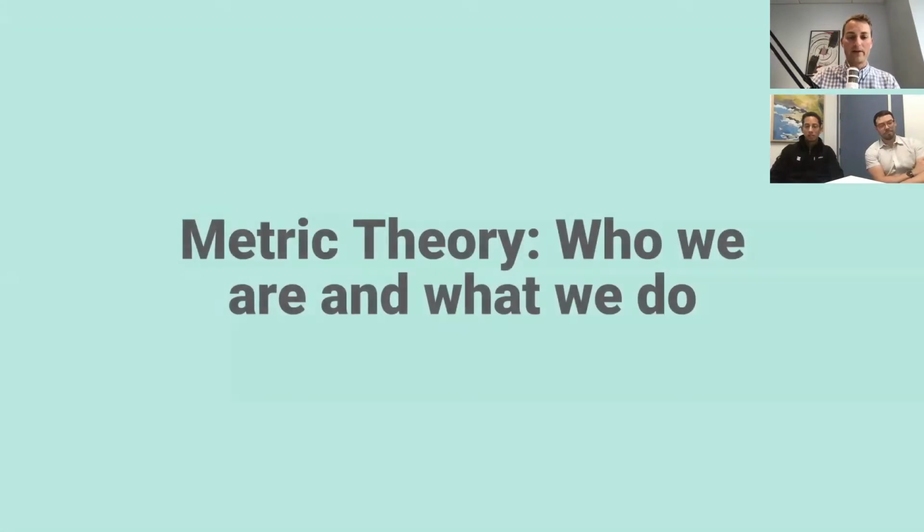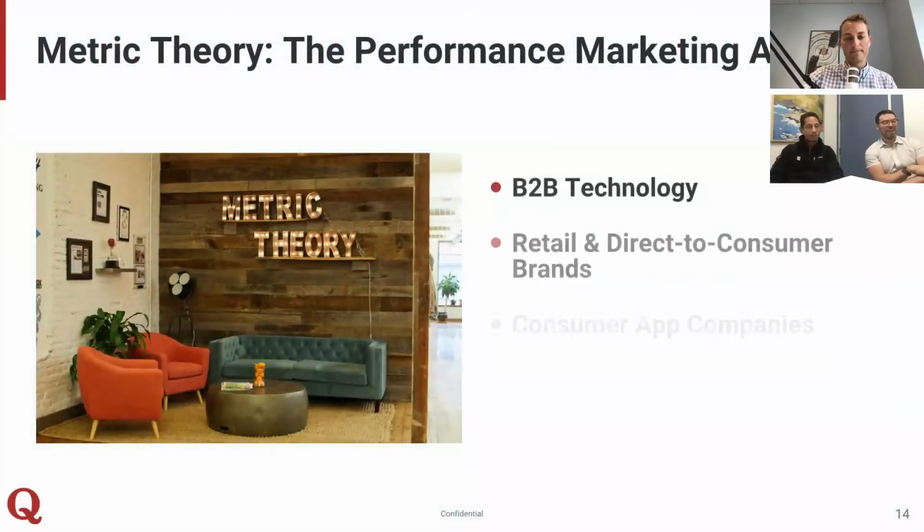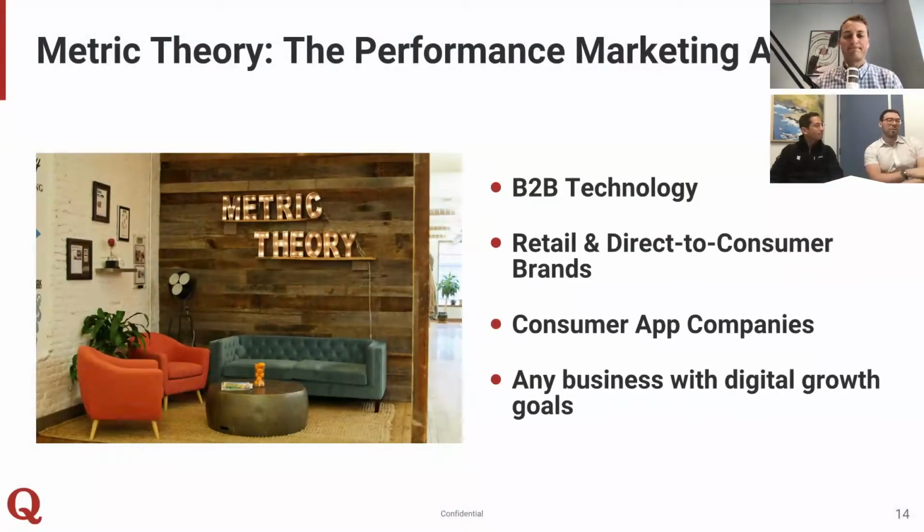I'm going to turn it over to Metric Theory. Josh, who are you and what do you do? Great question. So Metric Theory, we're the performance marketing agency. We help any business that needs to use digital advertising to find new customers.